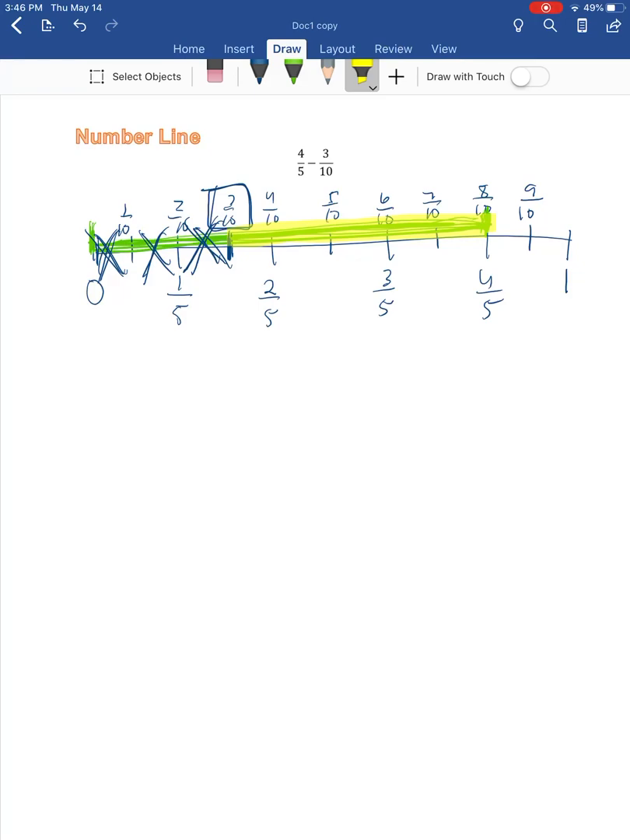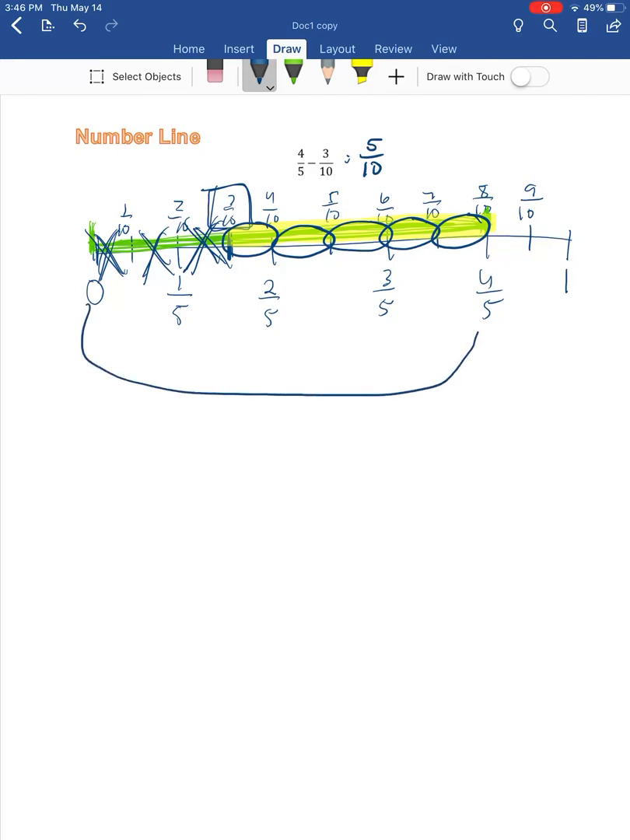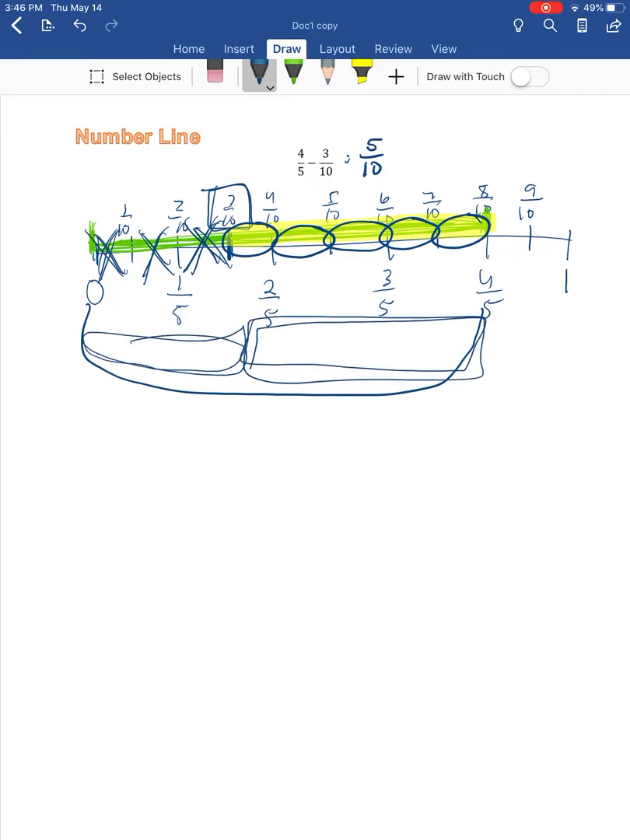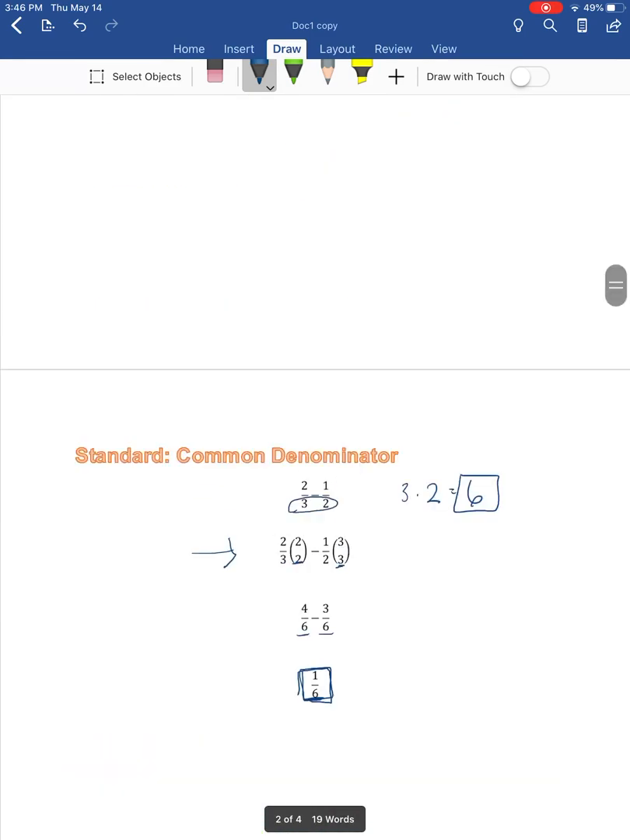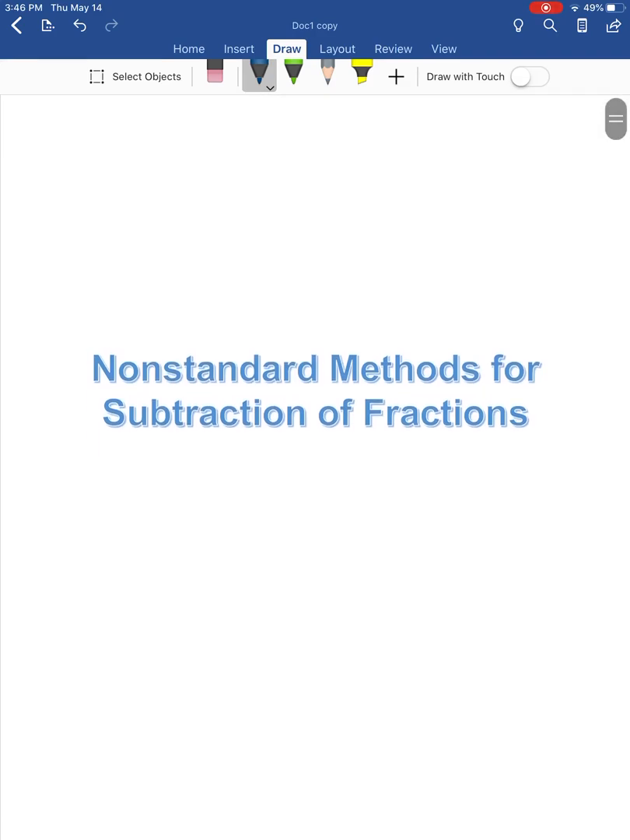When we look at the tenths side of our number line, we can see that this is 1/10, 2/10, 3/10, 4/10, and 5/10, which is our answer. We took the whole 4/5, we subtracted our 3/10 area, and we were left with this area over here, which is the 5/10, our answer. Alrighty guys, so those are 2 non-standard methods that we can utilize in order to solve the subtraction of fractions.